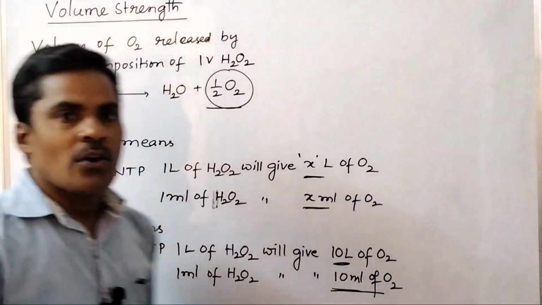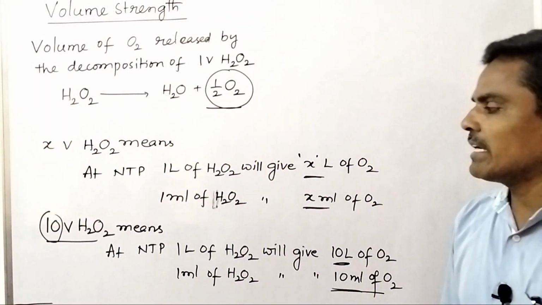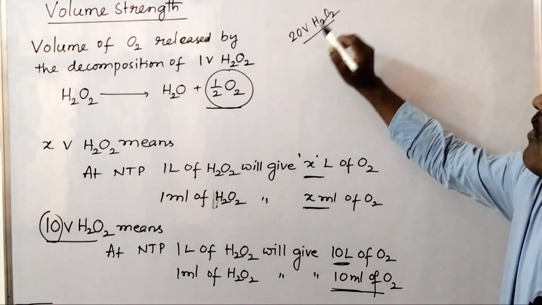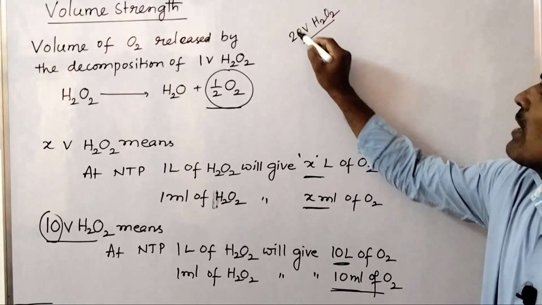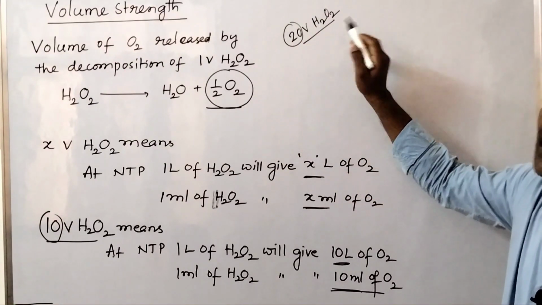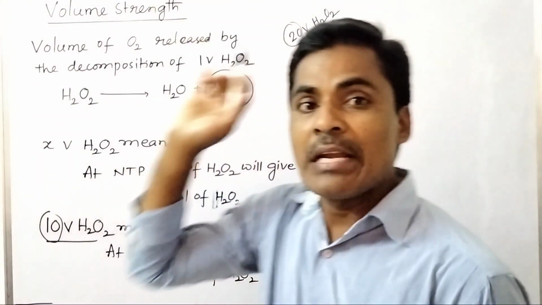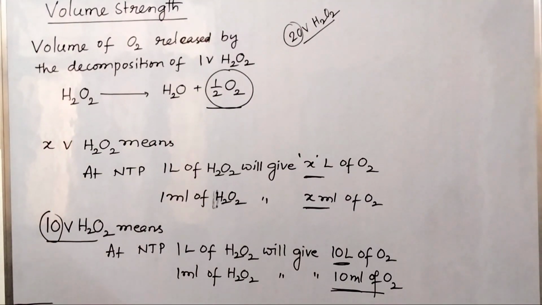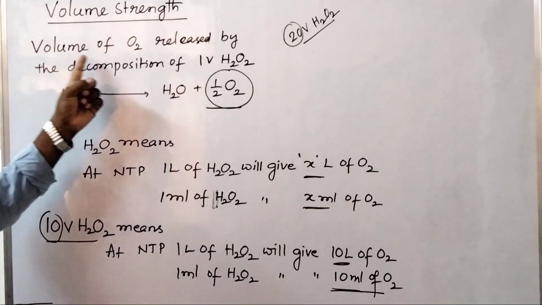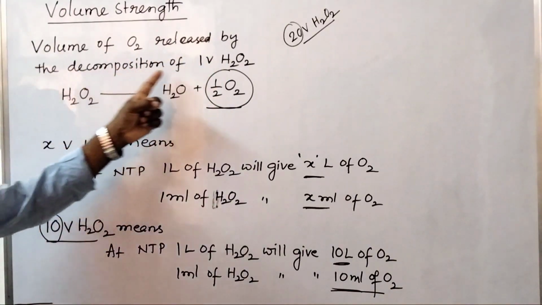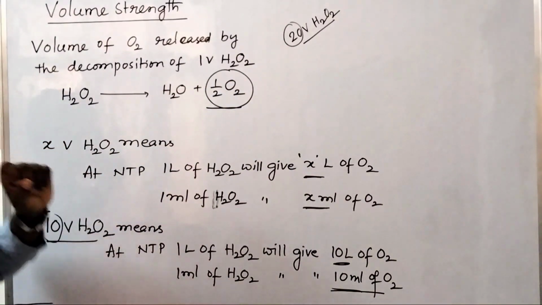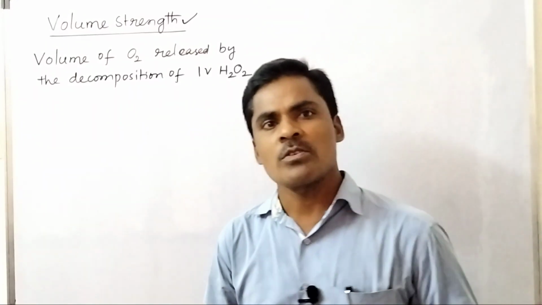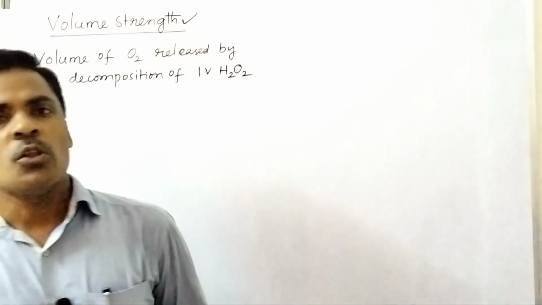Similarly, what does 20 volume H2O2 mean? It means 1 liter of hydrogen peroxide will give 20 liters of oxygen, or 1 milliliter of H2O2 will give 20 milliliters of oxygen. So this is the simple meaning of volume strength. What is volume strength? The volume of oxygen released by the decomposition of one volume of hydrogen peroxide. Now the concentration of hydrogen peroxide is calculated by using volume strength.